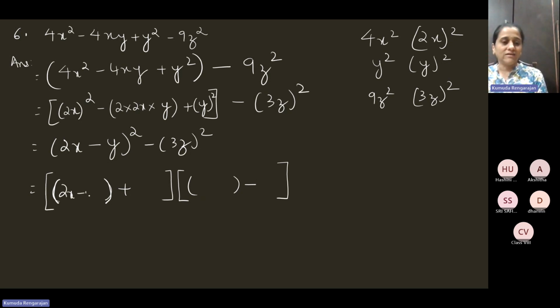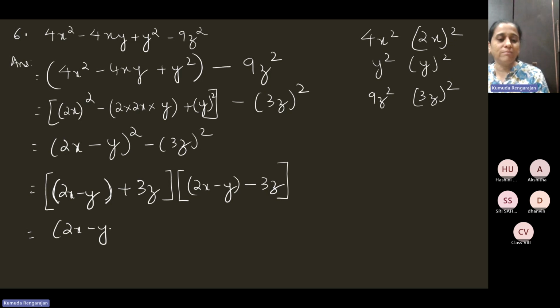This is a, because this is a squared. This is b squared. So what is a? 2x minus y is a. A plus b. This is b. Into a. This is a. Minus b. This is b. So please reserve spaces like this. Then it is easier to write. Now just remove the brackets. So it will be 2x minus y plus 3z, 2x minus y minus 3z.